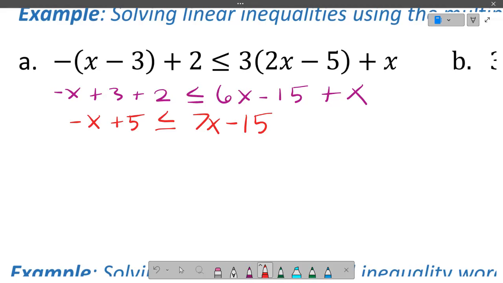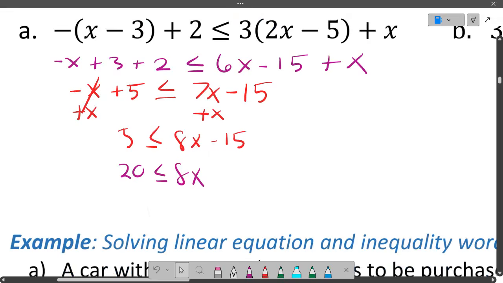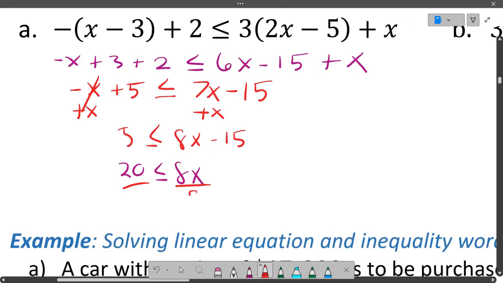Typically, we would say the negative x, right? Okay, but we have to remember, because now this is an inequality statement, and inequality statements are read left to right. So we need to make sure that we are still interpreting the solution correctly, okay? So from a pure computational standpoint, we want to add x to both sides. We want to add 15 to both sides. And then we want to divide by 8.